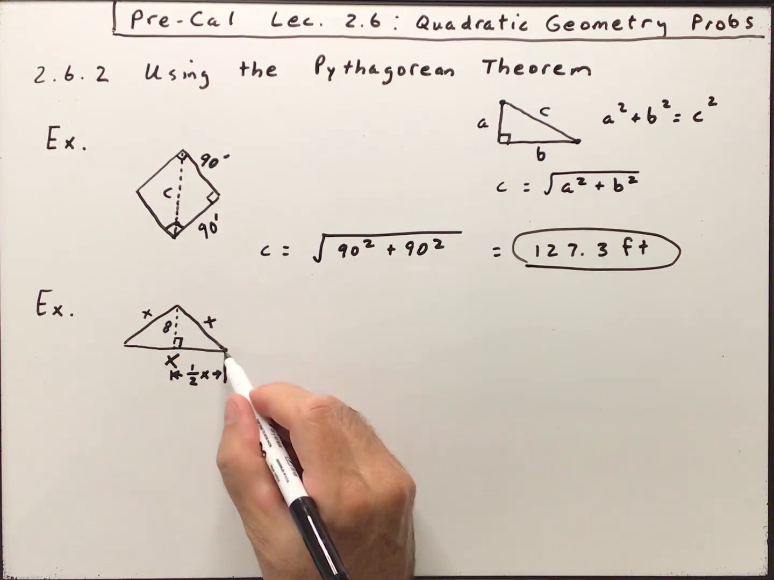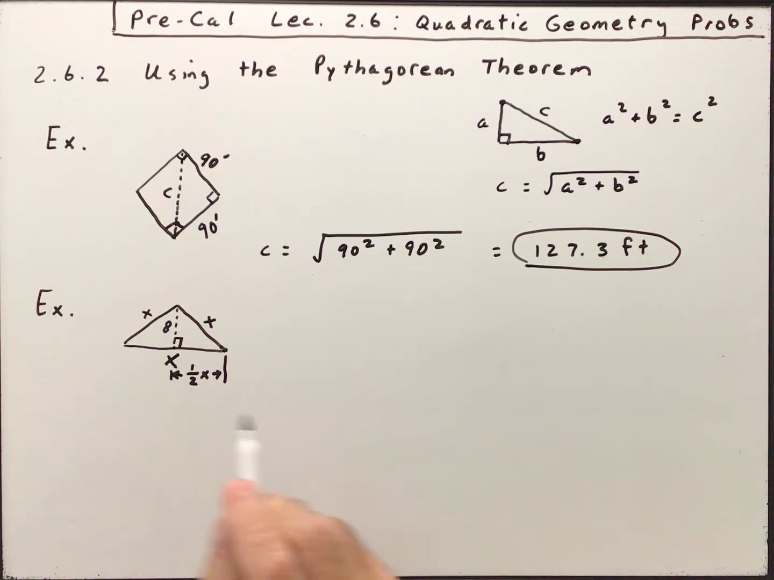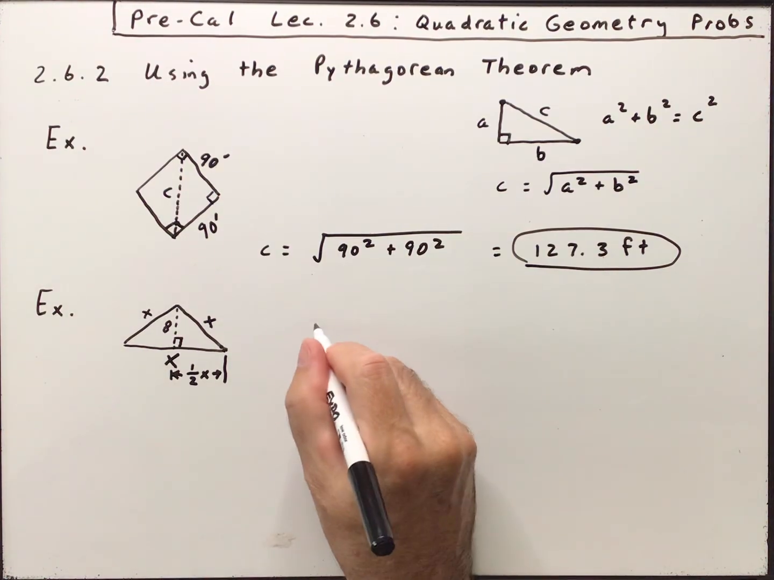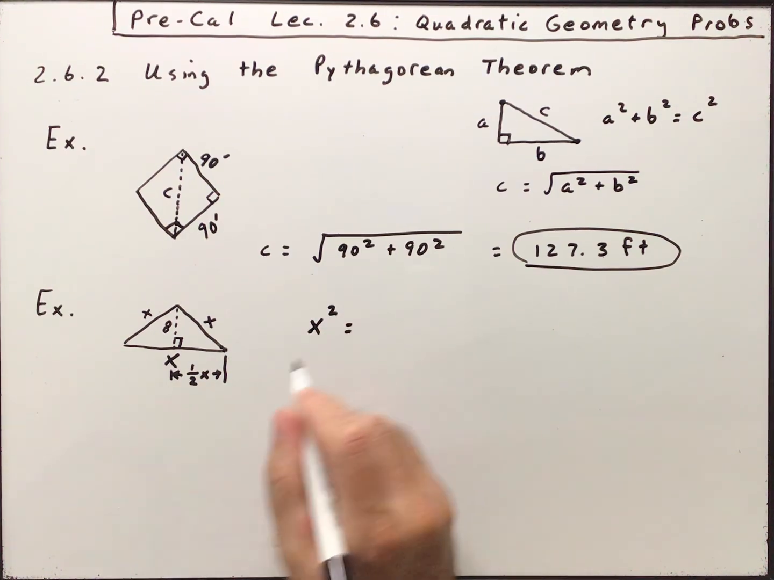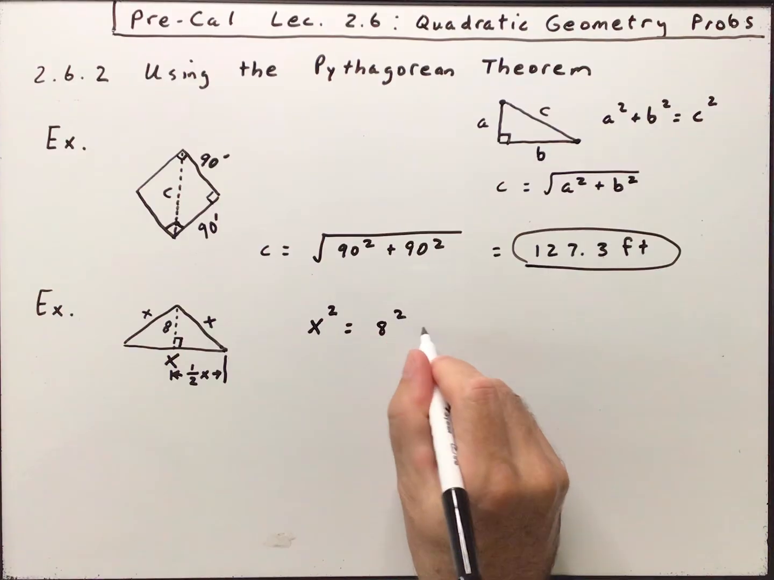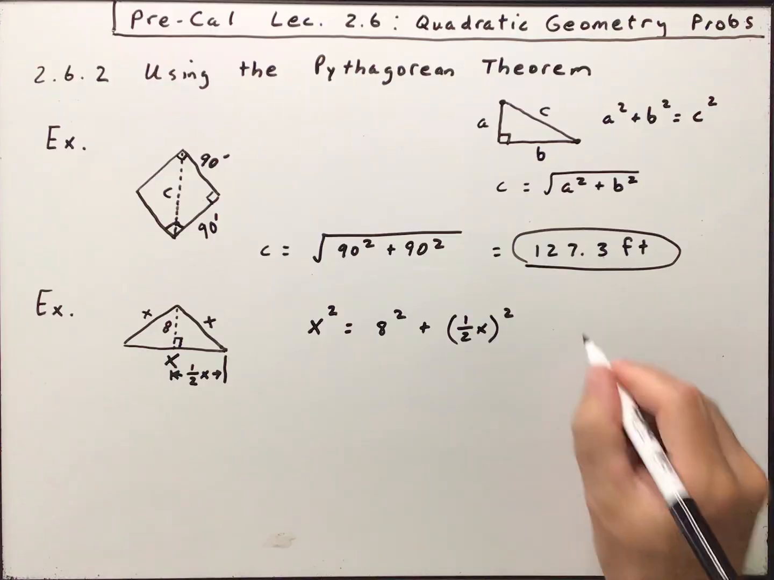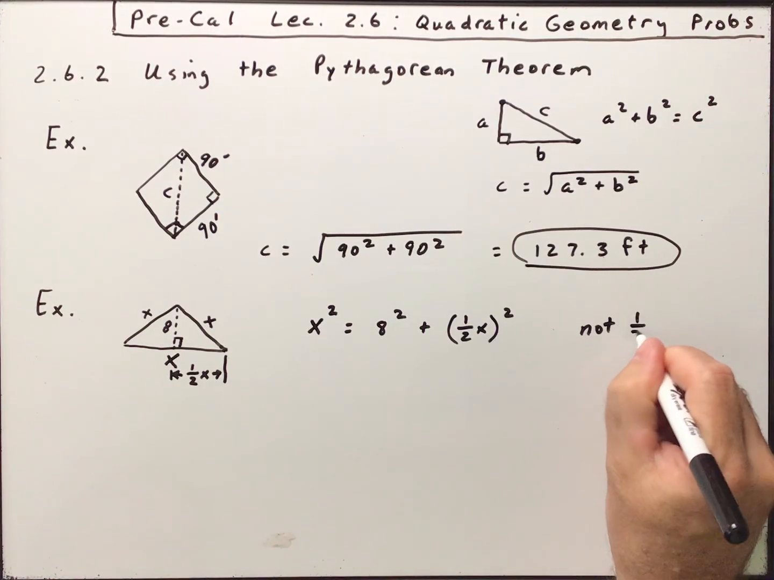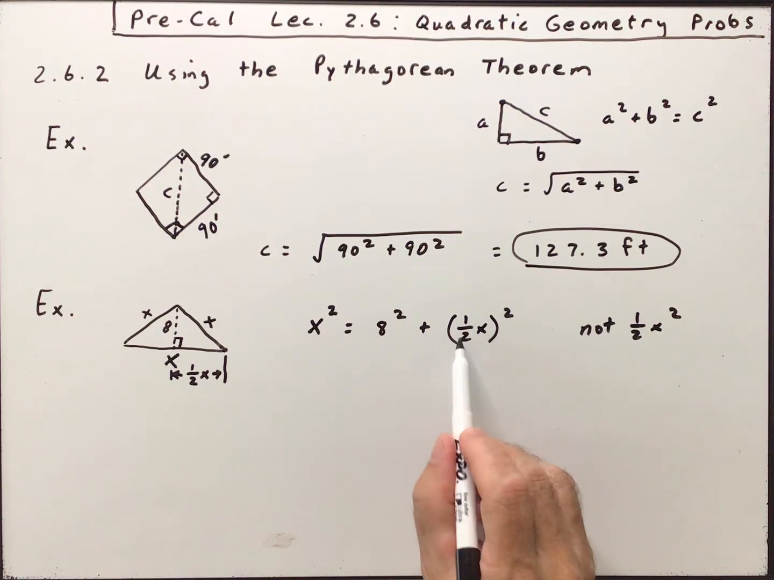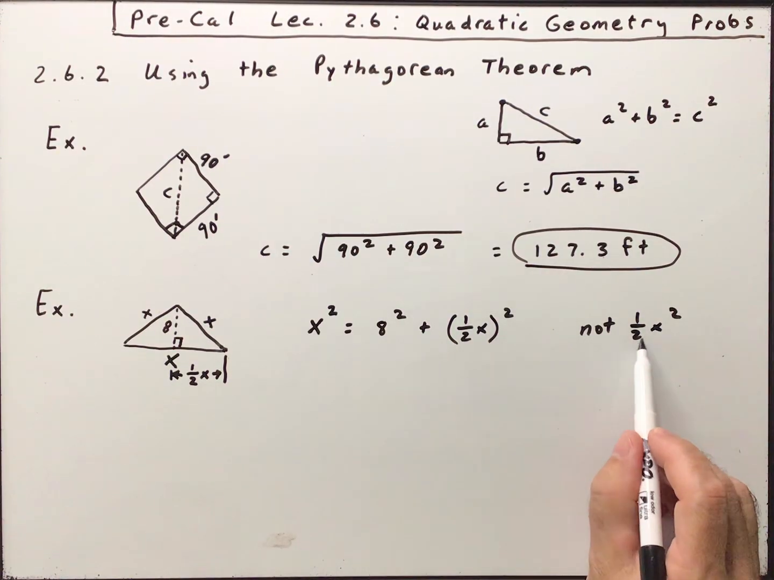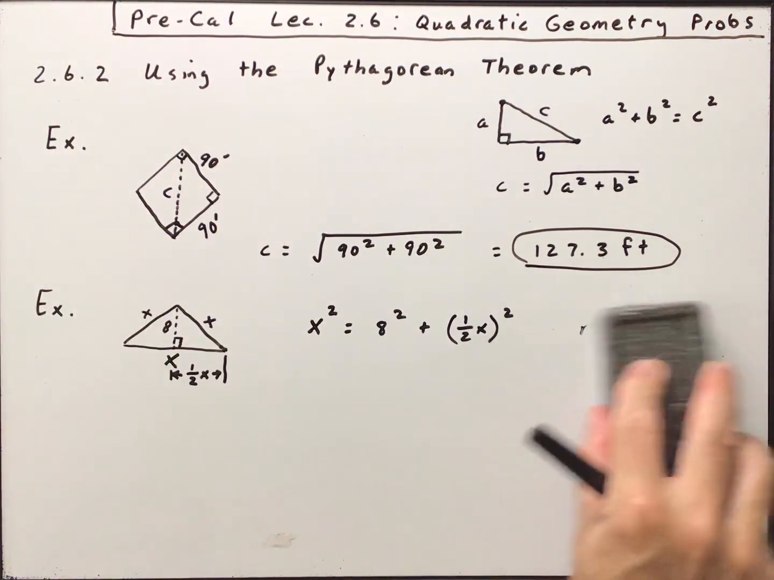So we've got a triangle with hypotenuse x. One leg is 1/2 x, and one leg is 8. So I would have x squared, the hypotenuse squared, is equal to 8 squared plus (1/2 x) squared. It's not 1/2 x squared. It's the entire 1/2 x in parentheses, that whole quantity squared, not 1/2 out front and then x squared. That's the most common mistake on this type of problem.